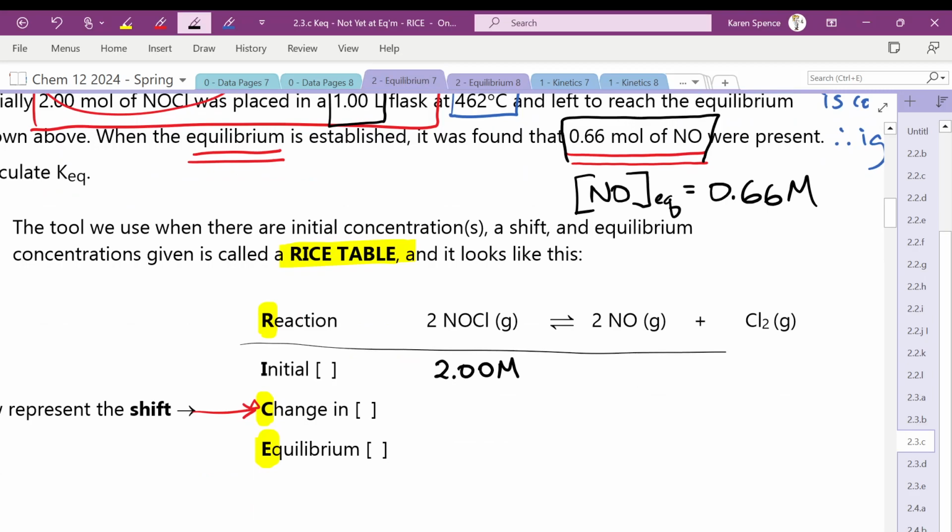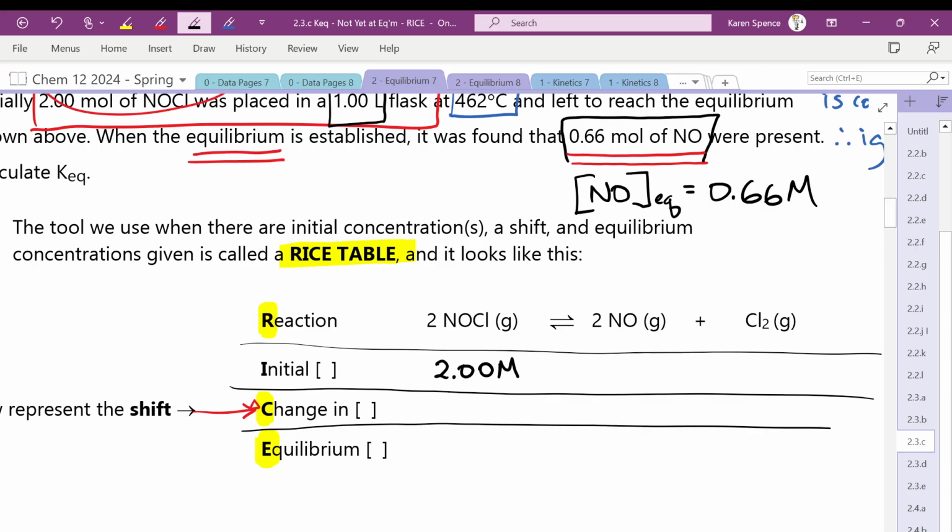Now, if you want to, you can draw little lines here to separate them. It's not required, but sometimes it just makes it easier to see things. Okay. So our equilibrium concentration of NO is 0.66 molar.